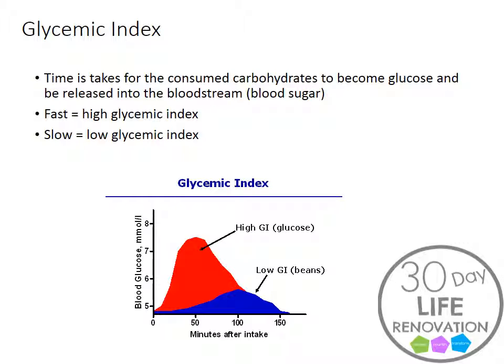So if you look at the chart below, something like pure glucose has a very high glycemic index because the body doesn't need to do any work to break it down. It's basically already in the form that it needs, so it gets shot right into the bloodstream almost immediately after consumption. But something like beans have a low GI, which means that the time that it takes for the sugars in beans to become glucose is a lot longer than straight glucose. So it has a low glycemic index.